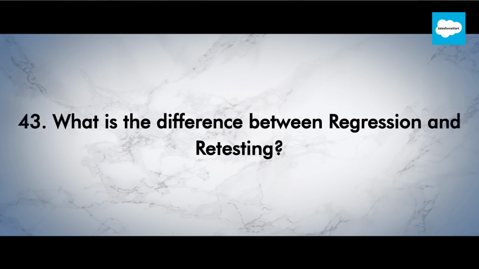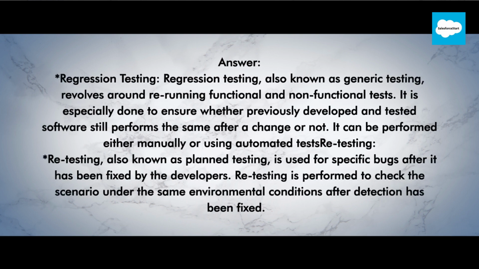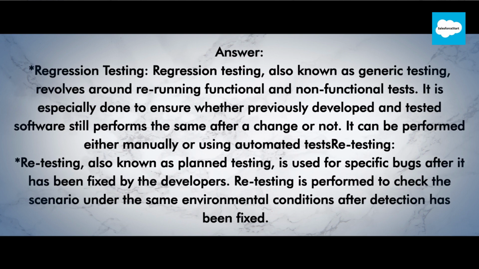43. What is the difference between regression and retesting? Answer. Regression testing. Regression testing, also known as generic testing, revolves around rerunning functional and non-functional tests. It is especially done to ensure whether previously developed and tested software still performs the same after a change or not. It can be performed either manually or using automated tests.